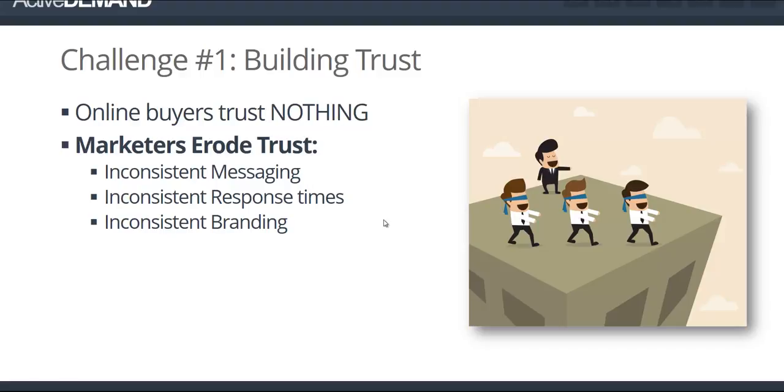And not only do they trust nothing, marketers typically make it much harder to build trust. The common problems most marketers face are inconsistent messaging, inconsistent response time, and inconsistent branding. Anytime a marketer makes these mistakes, they actually make it harder on themselves, and they don't build trust, they actually erode trust.